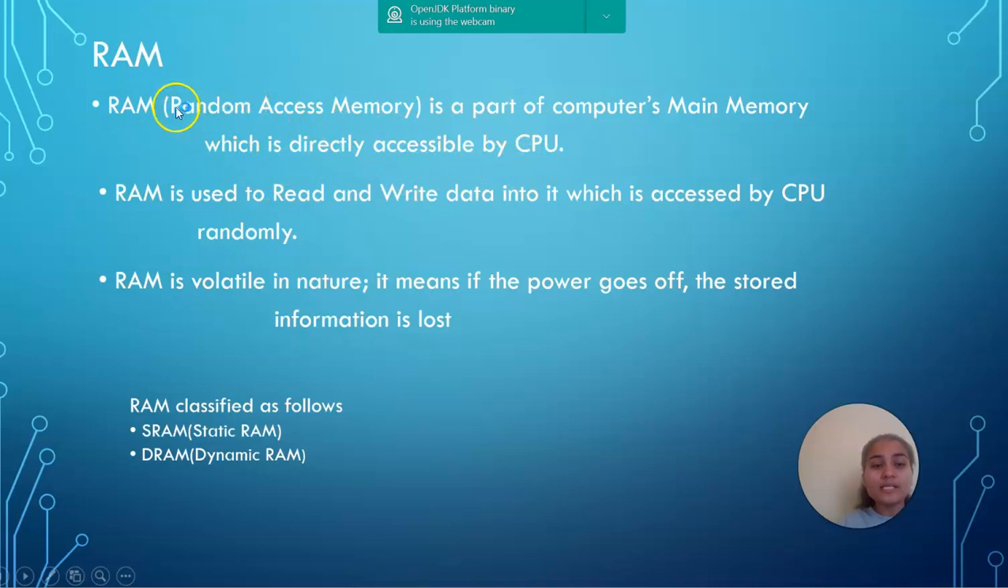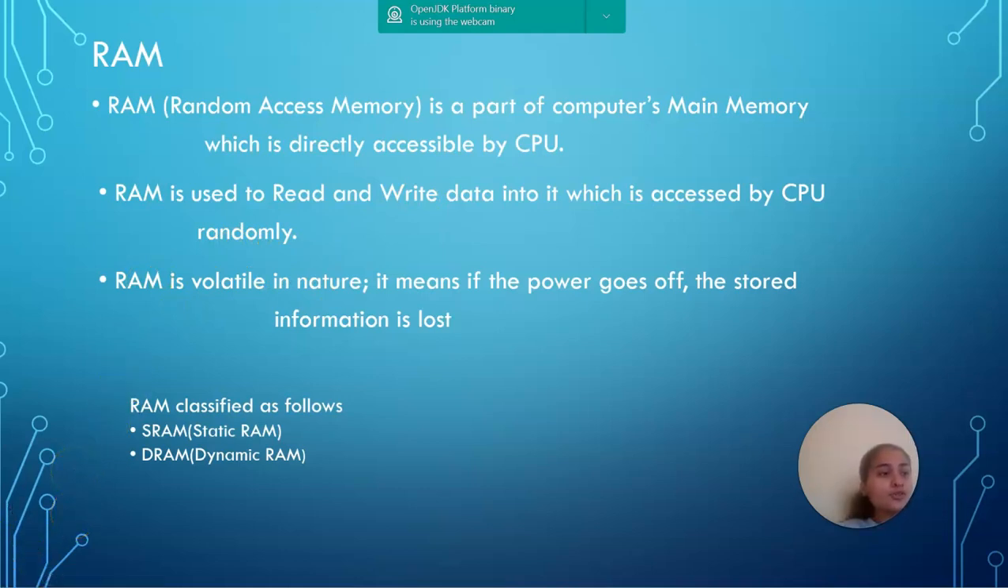It means RAM is expanded like random access memory. It is a part of the main memory. Main memory means primary memory. It is the part of main memory which is directly accessible by CPU. RAM is used to read and write data, which is accessible by CPU randomly. RAM is volatile in nature. It means if the power goes off, its stored information will be lost.